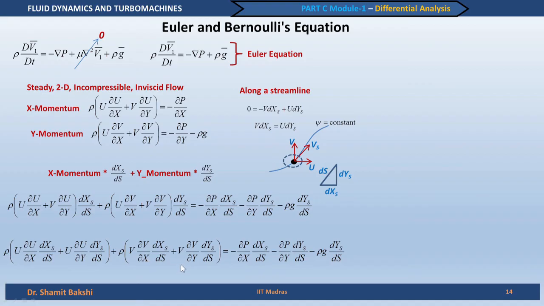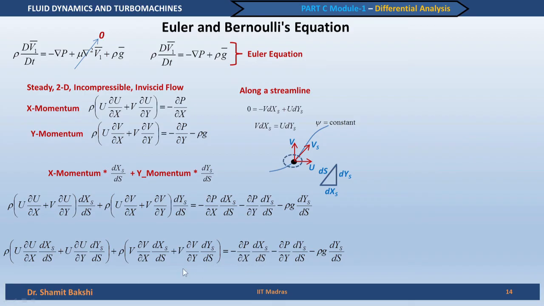Like we did here, the same thing has been done for the y component also. Here the first expression in the y component, that is u dy_s, has been replaced by v dx_s. If you do that, again you get dv by dx into dx by ds plus dv by dy into dy by ds, and if you take rho v out, you get dv by ds here. On the right hand side, it is already in the form of the chain rule, that is dp by dx, dx by ds plus dp by dy, dy by ds, so you can write it in the streamline coordinate system as dp by ds.